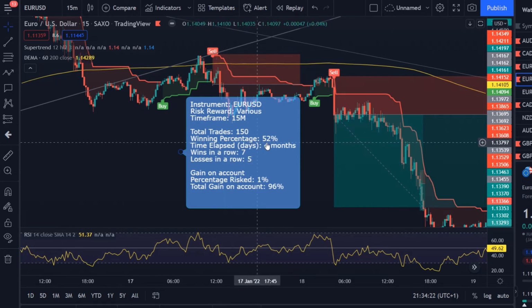Winning percentage is about 52%. The time elapsed was 4 months, and we had a 7-win streak, and we also lost 5 times in a row. For this strategy we risked 1% per trade, and that means that in total we have gained 96%, which is amazing, it's awesome, and I think that people really are able to make money with this strategy.